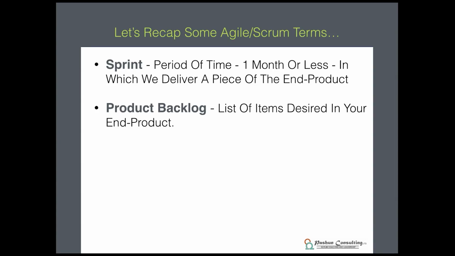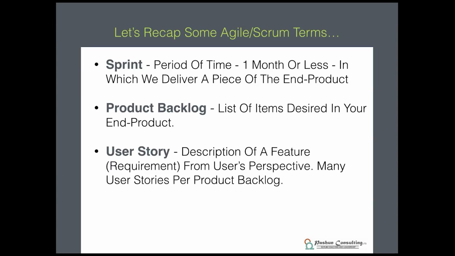Product backlog is a list of the items desired in your end product. So for builders, a list of rooms, for website developers, a list of pages, for marketers, a list of marketing plans, etc. All of those would go within your product backlog, and essentially that is going to contain all of your requirements, all of the features of your end product.